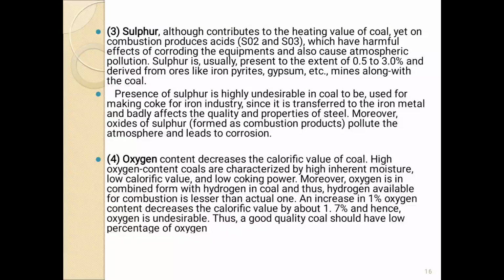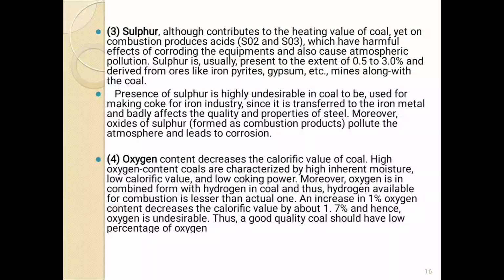Then, oxygen content decreases the calorific value of coal. High oxygen content coals are characterized by high inherent moisture, low calorific value and low coking power. Moreover, oxygen is in combined form with hydrogen in coal and thus the hydrogen available for combustion is lesser than the actual one. An increase of 1% oxygen content decreases the calorific value by about 1.7% and hence oxygen is undesirable. Thus, a good quality coal should have a low percentage of oxygen.